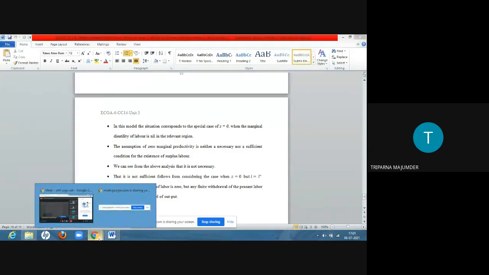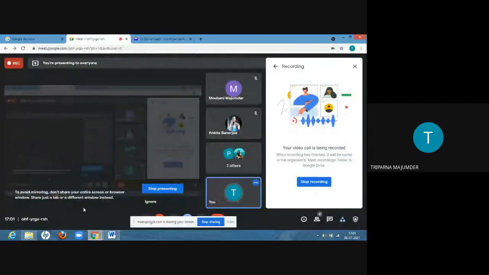Now this brings us to the end of the discussion on surplus labor, and we have completed the entire Unit 3 of our CC14 paper. So if you have any questions, you can ask.